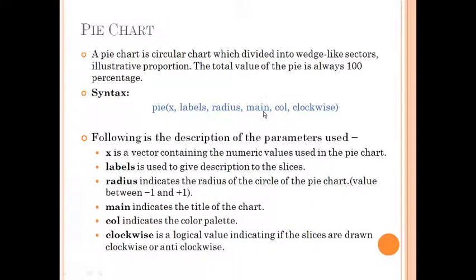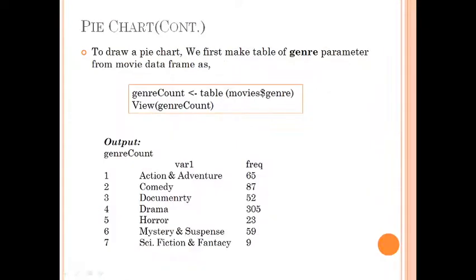Again, like in histogram, main will carry the title of the pie chart, col will carry the color, and clockwise is a boolean, or logical, parameter which will indicate whether the slices are drawn clockwise or anti-clockwise. So not all the parameters are mandatory here.